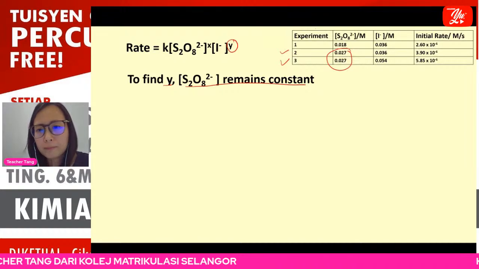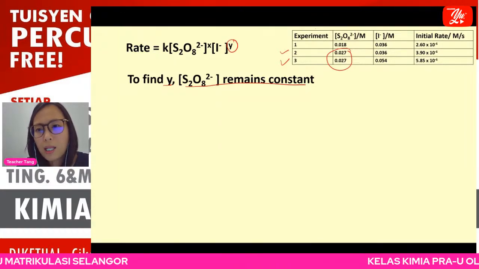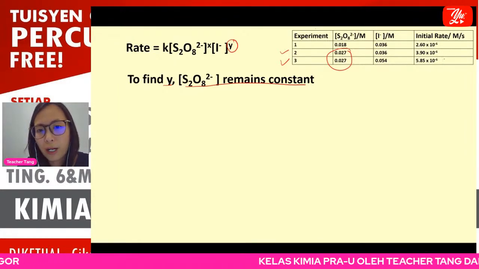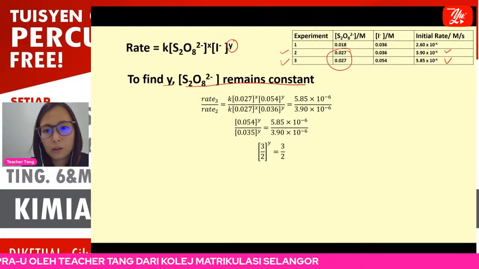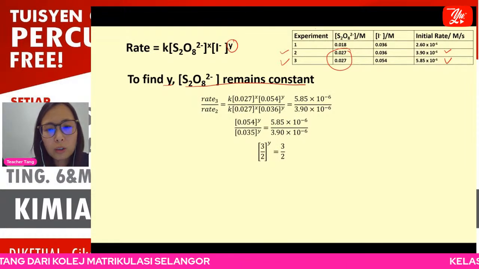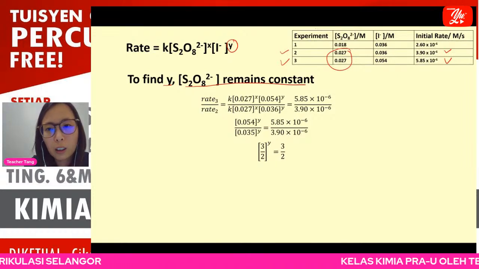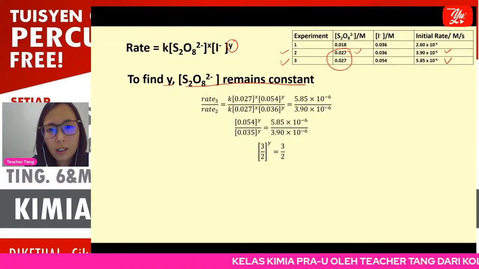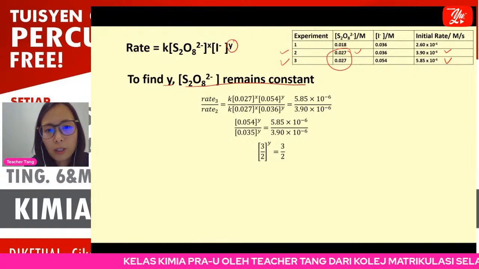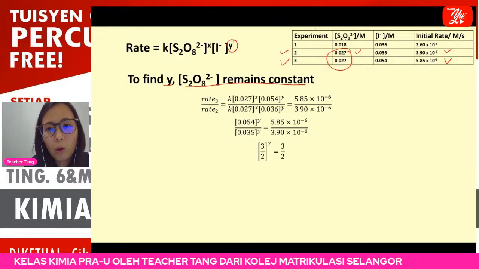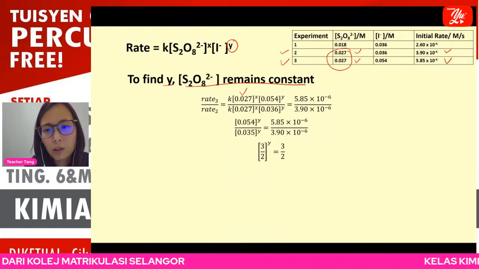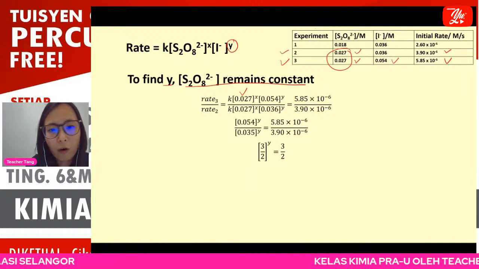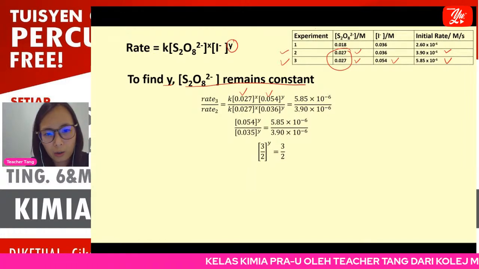So again, we need to choose the bigger one. So the initial rate for experiment 3 is bigger, divided by the initial rate of experiment 2. And then we also need to substitute the concentrations of the reactants. So for experiment 3, the concentration of S2O8 is 0.027, and the concentration of iodide ion is 0.054. So we substitute that into the rate law equation.